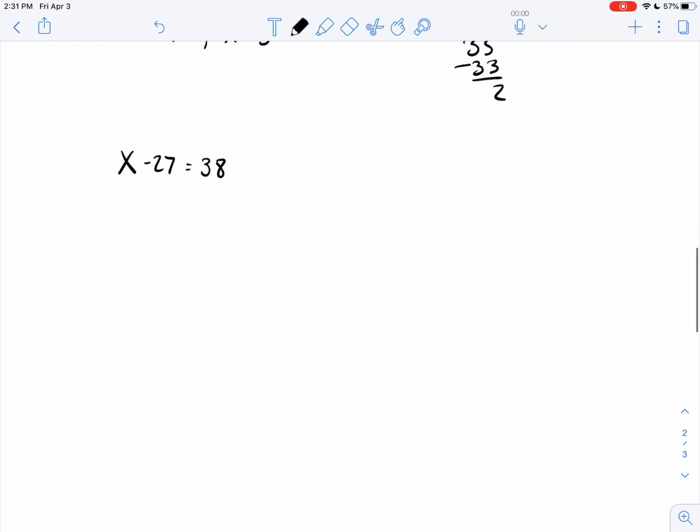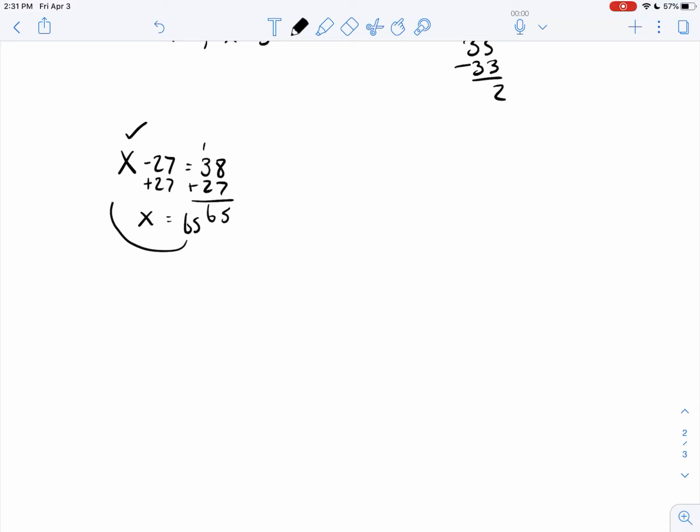Alright, so we need to get x by itself. And x doesn't have the negative sign on it, so x is good to stay over here. So what we're going to do is we're going to add 27 to both sides to make sure that x is by itself. 38 plus 27. 8 plus 7 is 15. 3 plus 1 is 4, plus 2 is 6, which is 65.